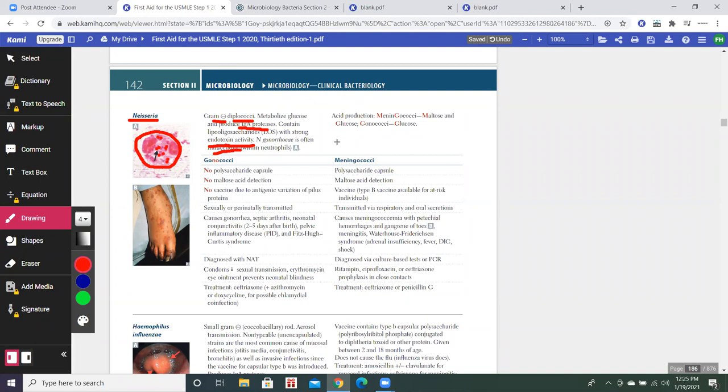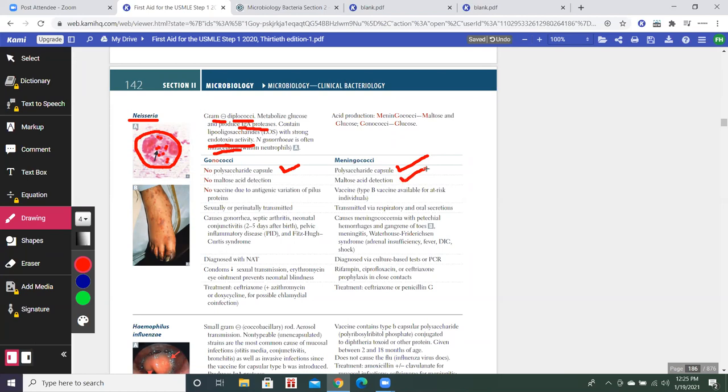which one are we talking about? Gonorrhea or meningitis? Okay, Neisseria meningitidis. It's a meningococcus. Now, the difference between gonococci and meningococci is, for gonococci, you do not have any polysaccharide capsule. For meningococci, you have a polysaccharide capsule. Okay, over here, it's M positive, M for maltose, M for meningococci.